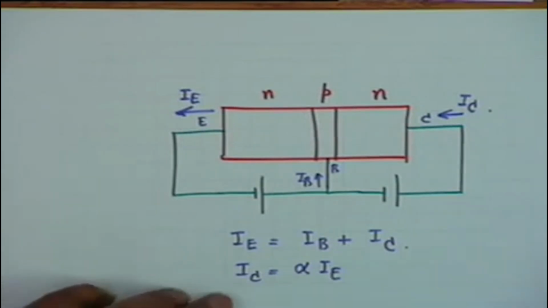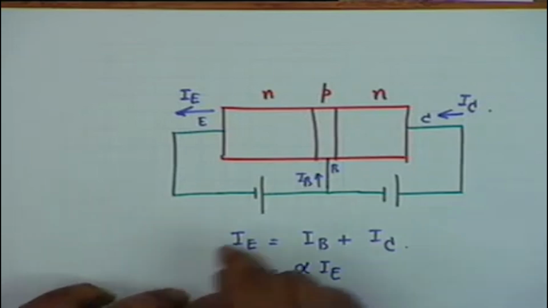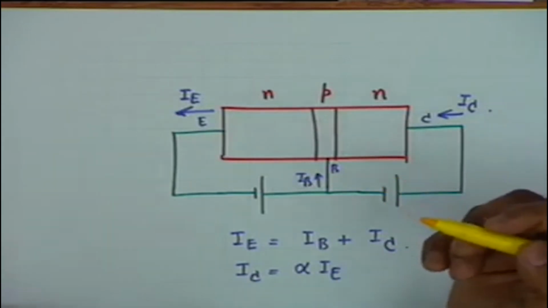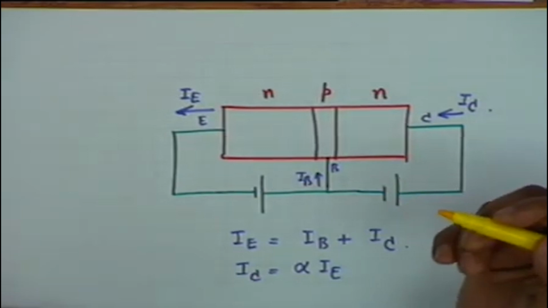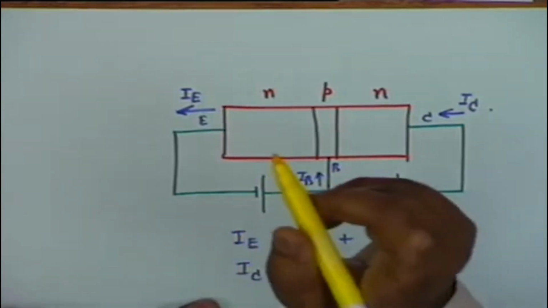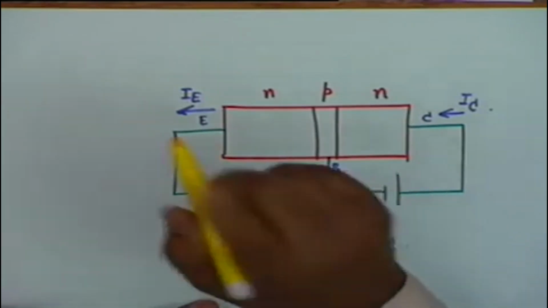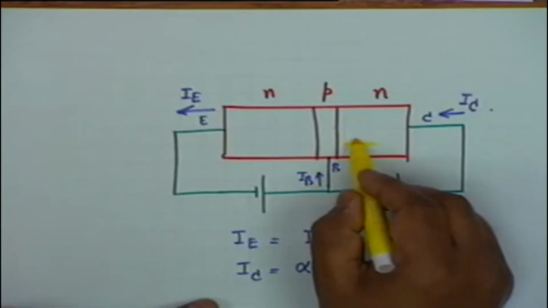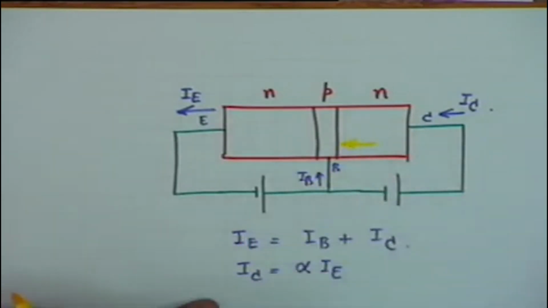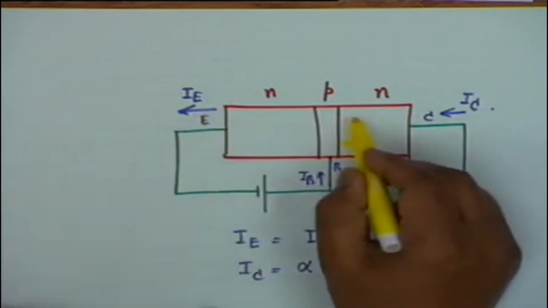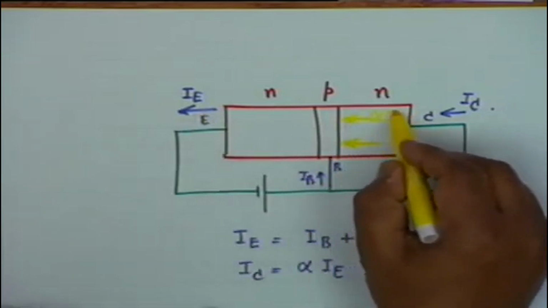Now in addition to this cause of current, there is another reason for a current flow, and this is the minority carriers. All right. This junction is reverse biased. Now you know that in a reverse biased junction there is a reverse saturation current, and what is the direction of this current? Obviously this is the direction of the current. All right. So due to I sub E, the current here is alpha I sub E.